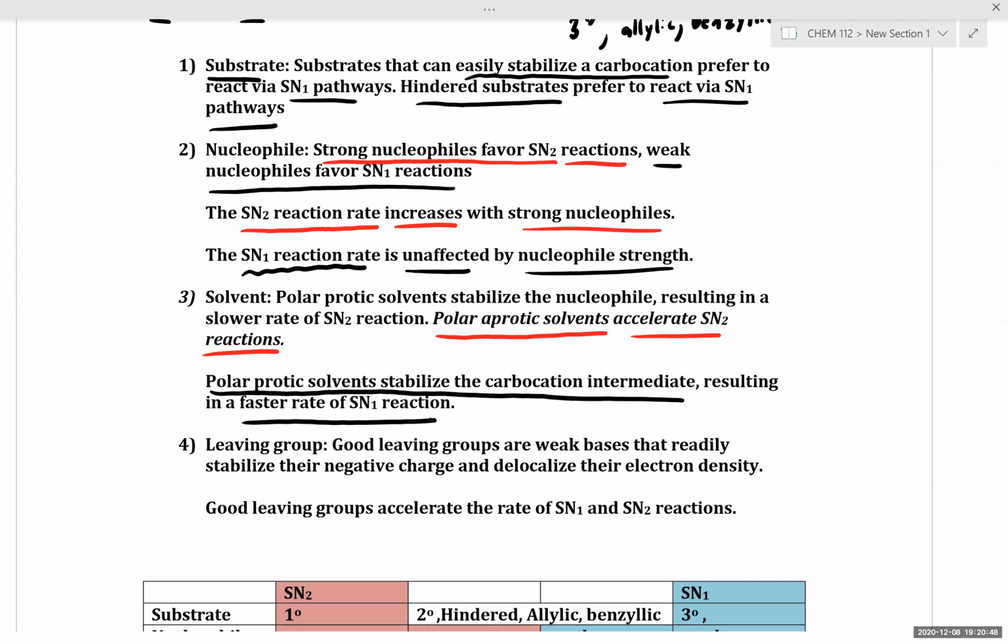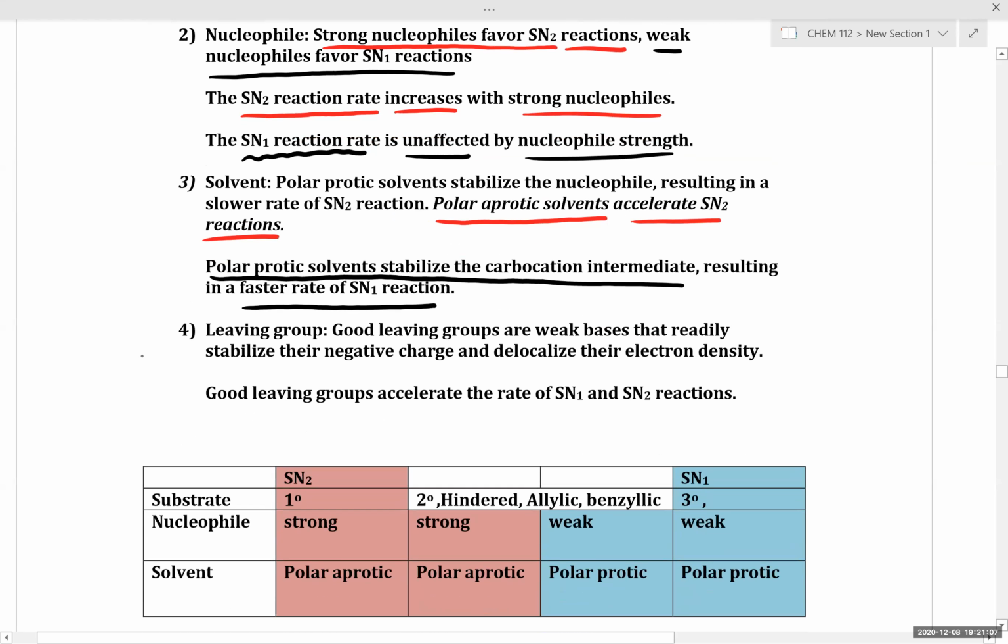Do these points make sense to everyone so far? This is just review of all the effects that we've seen so far. We're doing a head-to-head comparison, SN2 and SN1. What is different and how do the conditions affect which reaction is preferred? Now, the universal shared beneficial trait of both the SN1 and SN2 reactions is that good leaving groups accelerate the rate of reaction.